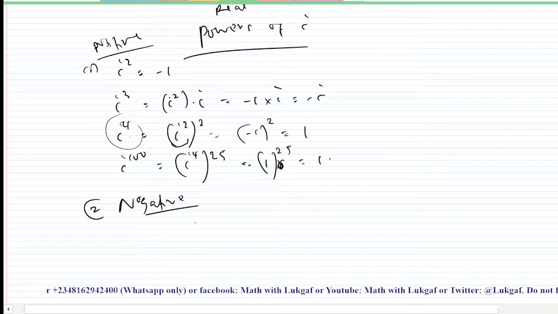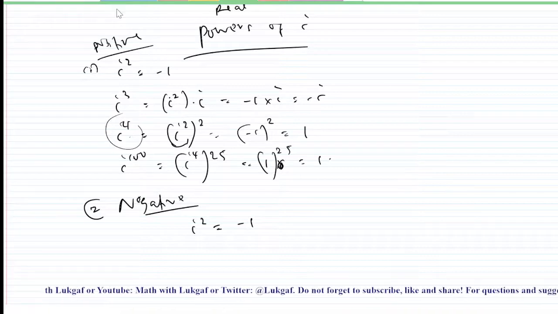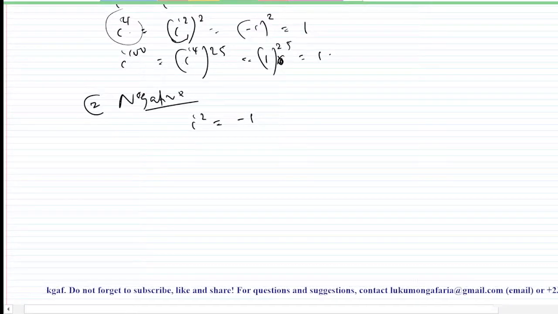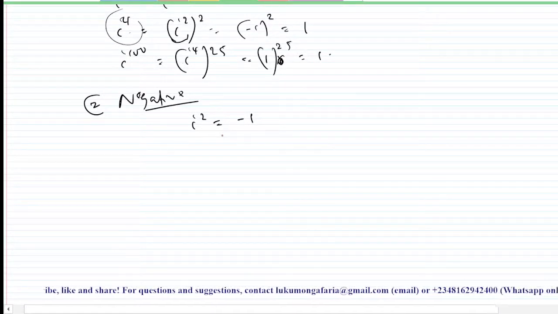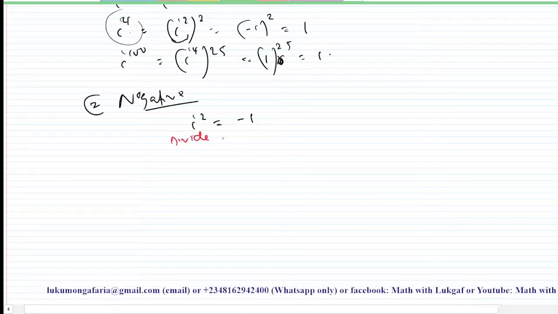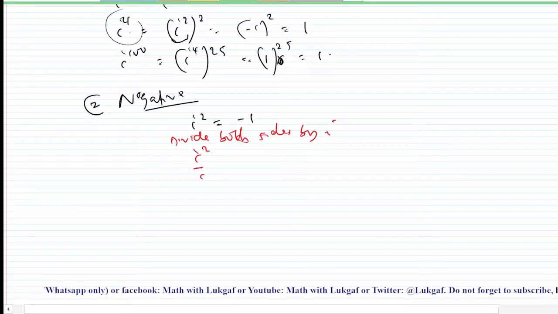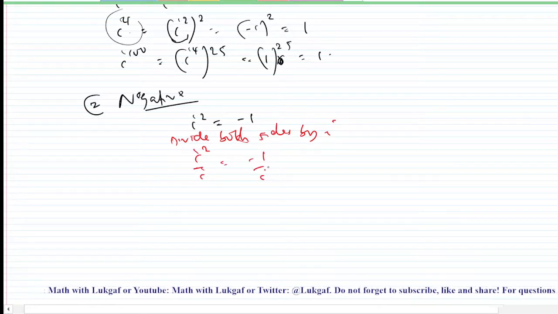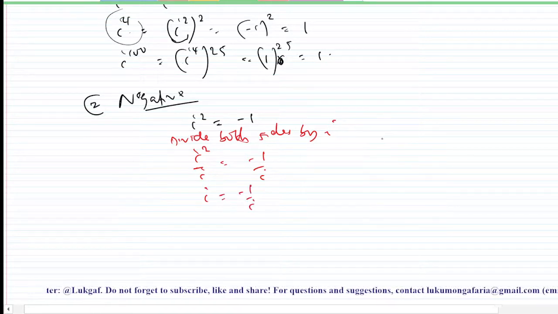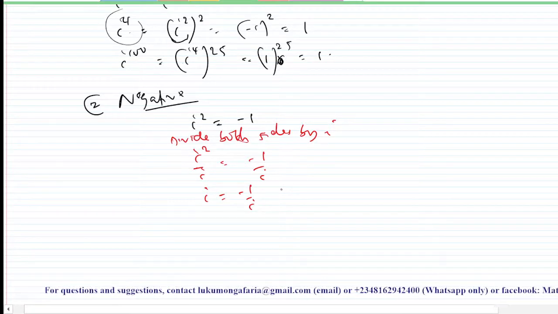Recall again that i squared is the same thing as -1. We all know that, don't forget. So if i squared is equal to -1, and I divide both sides by i, then I'm going to have i squared over i is equal to -1 over i. Now we cancel one of these, then I'm going to have i is equal to -1 over i.